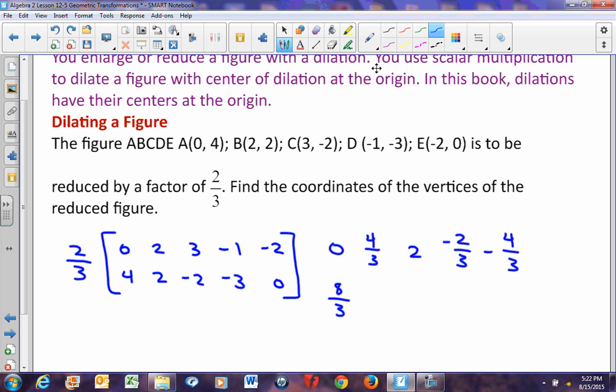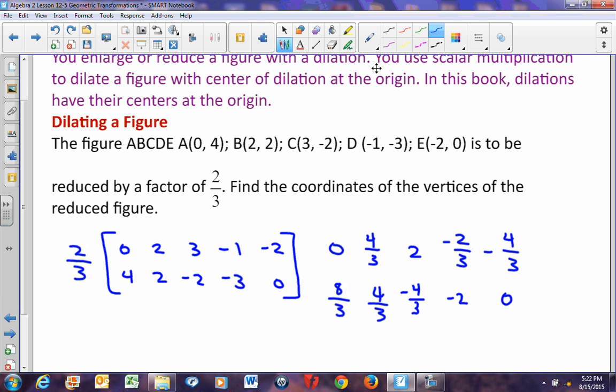2/3 of 2, that's 4/3. 2/3 of -2 is -4/3. 2/3 of -3 is -2. And 2/3 of 0 is 0.